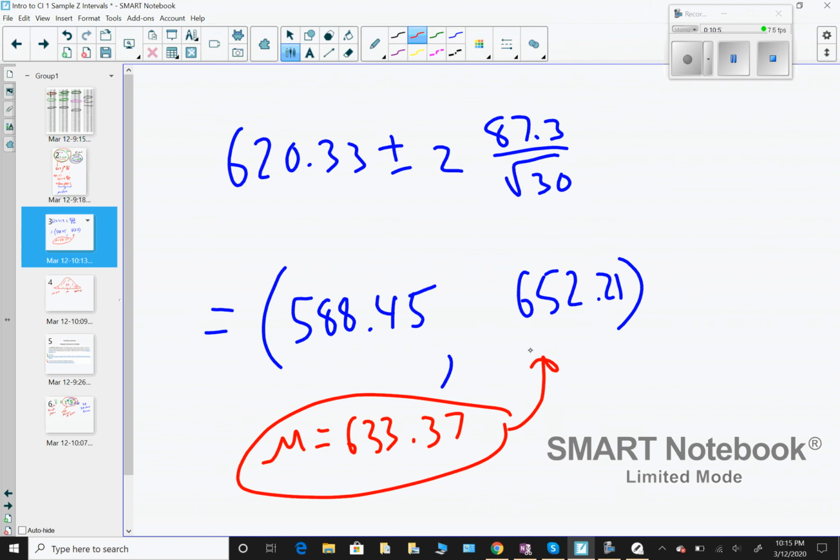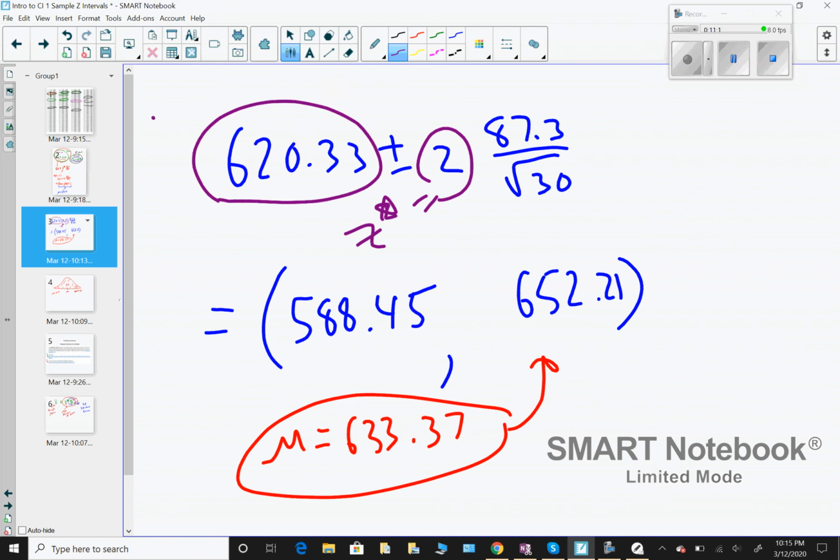And if we continue to make intervals this way using a z star equal to 2, call this z star, then it turns out that for the different values of x bar that the different friends may get, about 95% of all the intervals that this group of friends create will end up capturing the true mean of 633.37. So it turns out to be some pretty special sentences that you should know. So let me just show you those now.